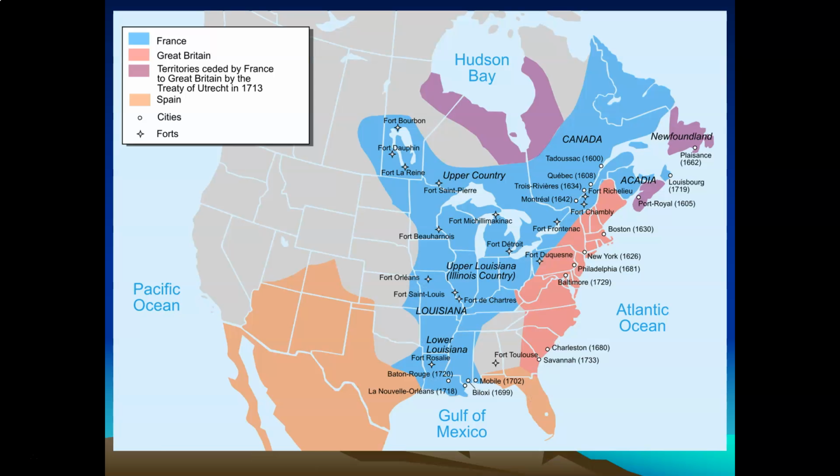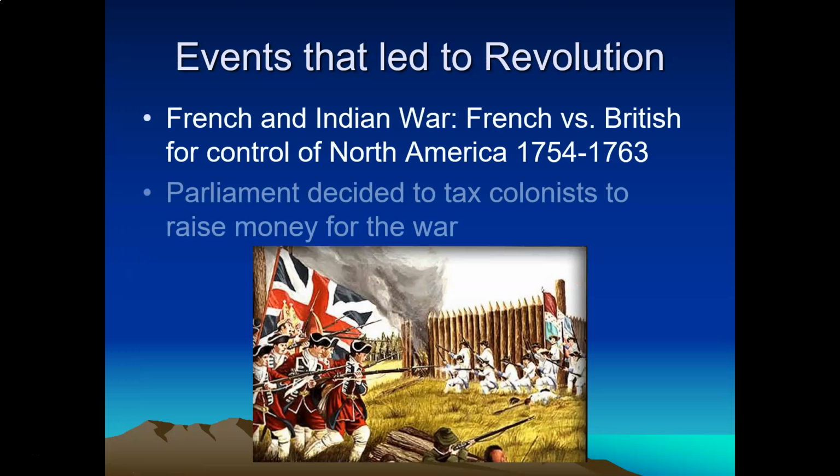If we go back to our map here, the Iroquois are up here in the New York area. They don't get involved, even though a lot of the fighting is going on right here around the Ohio River Valley. The Iroquois Indians stayed out of it.